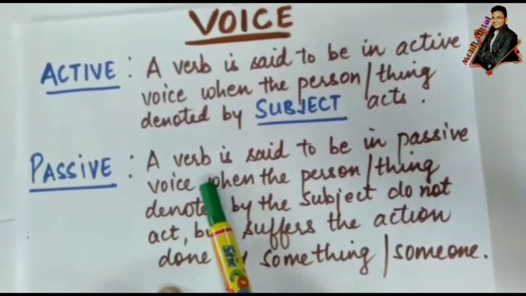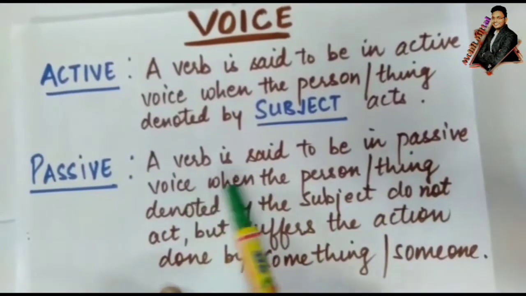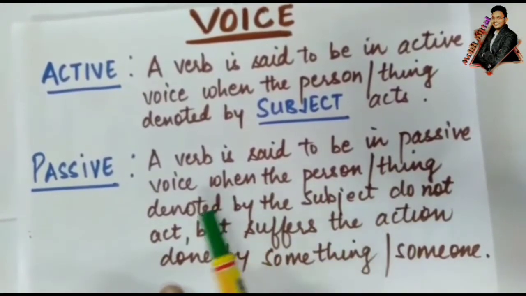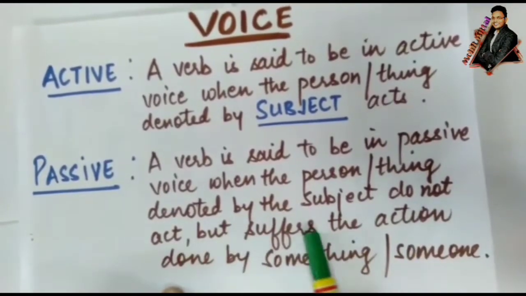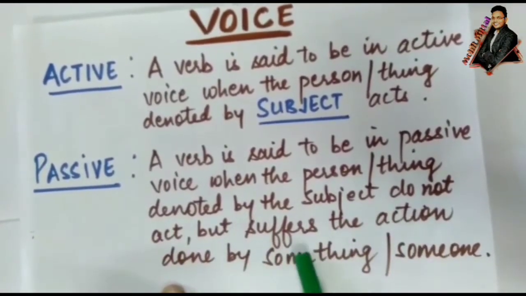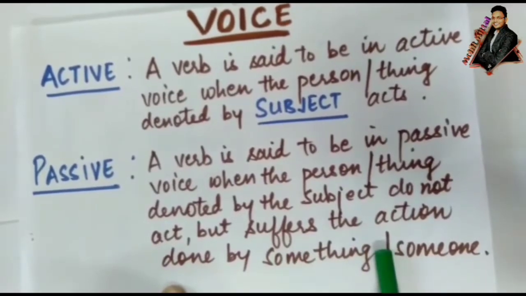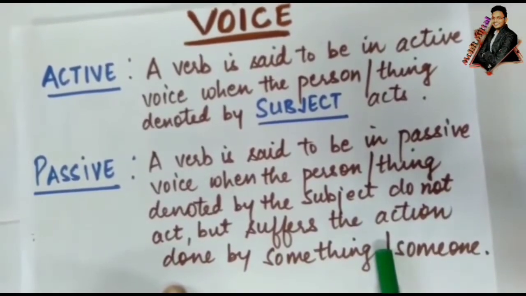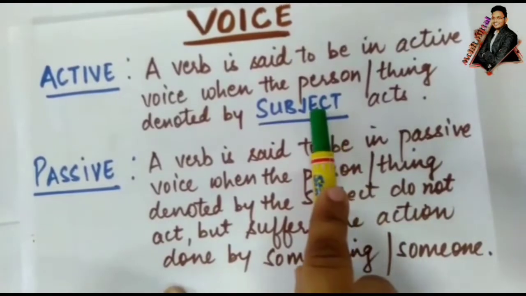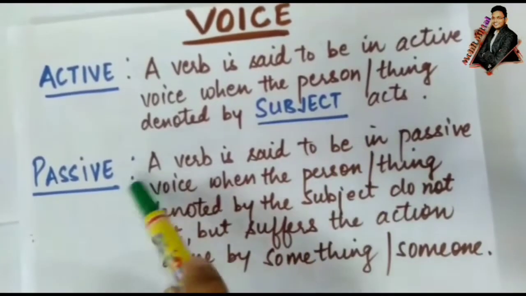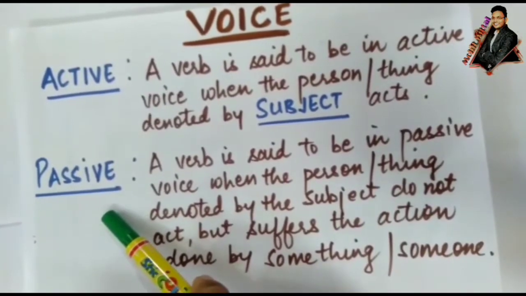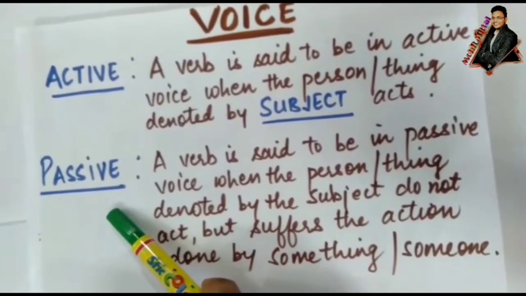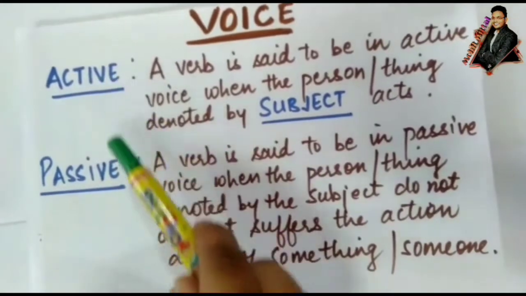Passive voice: a verb is said to be in passive voice when the person or thing denoted by the subject does not act but suffers the action done by something or someone. Means the verb that expresses what is done to the subject is said to be in passive voice. And I tell you in advance, it is the verb that is expressed in active or passive voice.